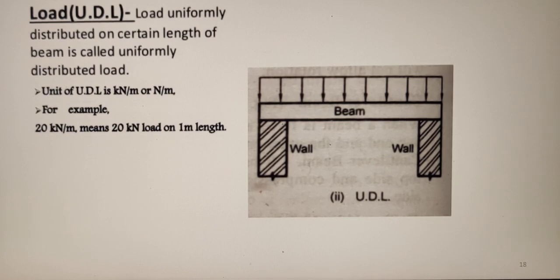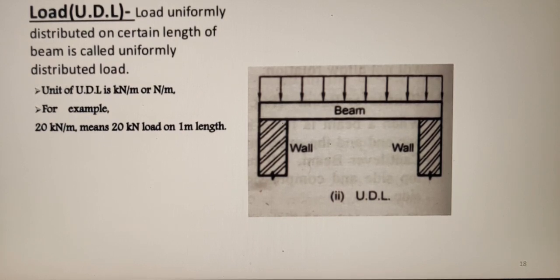An example for this uniformly distributed load is the self weight. That is, the load has the same intensity throughout over a considerable length. So the self weight of the beam is an example for uniformly distributed load. If the load is given in the unit kilonewton per meter, 20 kilonewton per meter indicates 20 kilonewton load on 1 meter length.